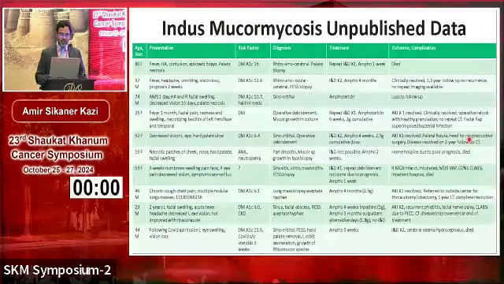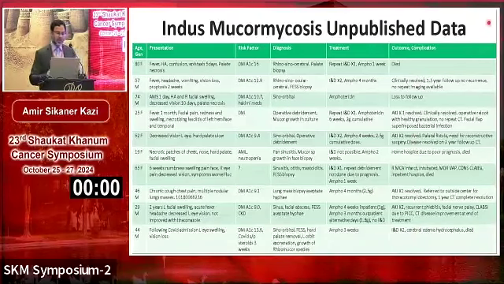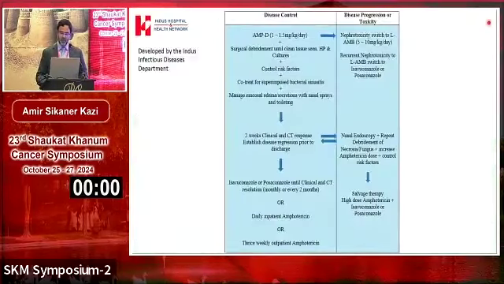This is just some of our unpublished data from Indus. Presentation-wise, we saw a lot of rhino-orbital and sino-orbital disease, a lot of diabetics. Patients had to undergo repeat debridements and mostly received AMPHO. This is in the pre-ICVU era. And AKI was seen commonly. This is just 10 patients, very limited data, but 4 expired from here.